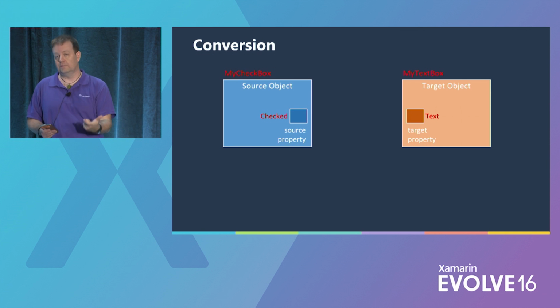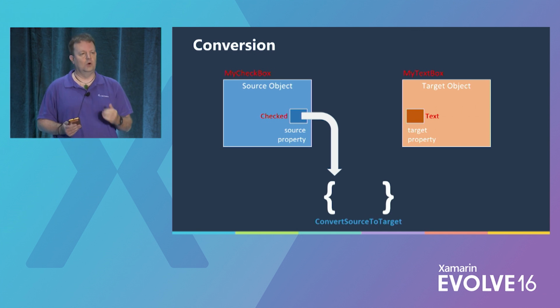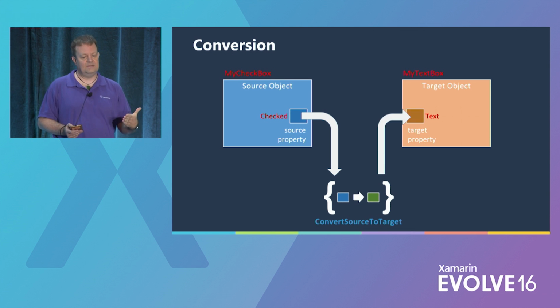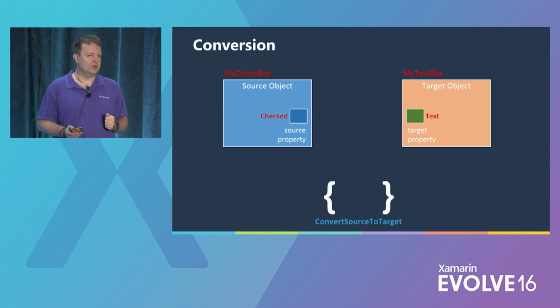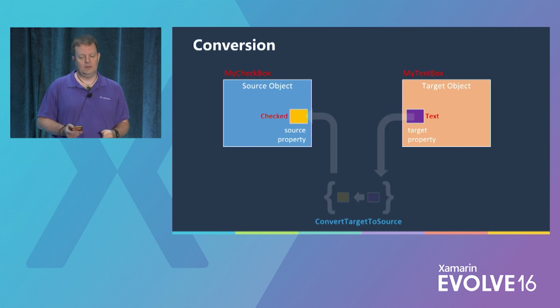But of course, you can also specify your own conversion. And in MVVM Light, we do that with a method which we chain to the binding, which is called convert source to target. That's where you will write your conversion code, and then this exit value is going to be applied to the target property. And of course, you can do that in the other direction as well, so you also have convert target to source in the same manner.